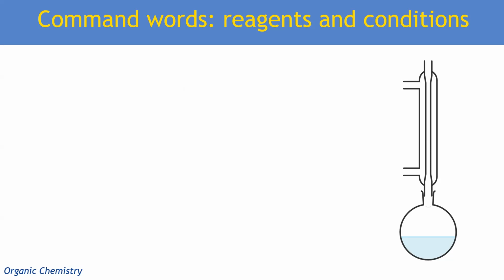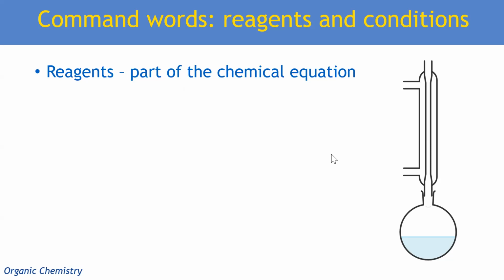Reagents and conditions. What do we need to look for in the kind of things that it's asking for? So if it says reagents, we're talking about things that go in the balanced equation. So things that actually react with the molecule in question. So an alkene and HBr would be a reagent, or bromine, for example. Okay, that's hopefully obvious.